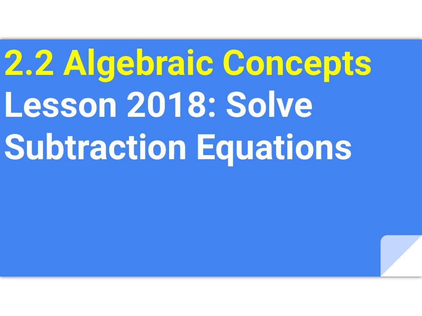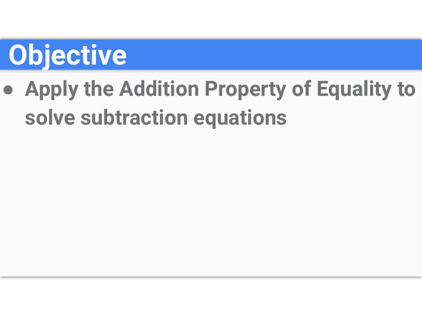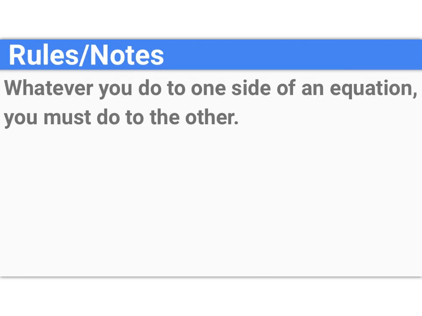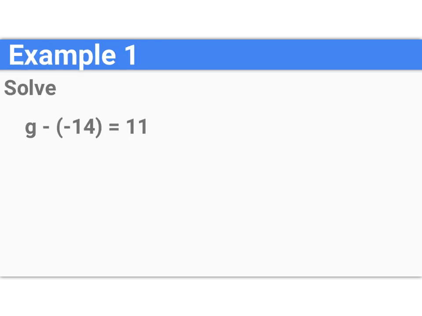Lesson 18 of algebraic concepts. Here's our objective, vocabulary, rules and notes. Now what you're going to do here is you see two negatives in a row. That's the first thing we're going to do, deal with the obvious math so you don't get confused. Look at your two negatives. So you change this to g plus 14 equals 11.